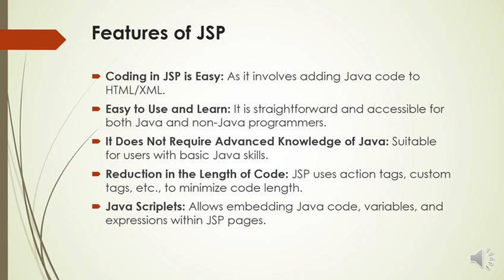Features of JSP. Coding in JSP is easy as it involves adding Java code to HTML or XML. Easy to use and learn. It is straightforward and accessible for both Java and non-Java programmers. It does not require advanced knowledge of Java. Suitable for users with basic Java skills. Reduction in the length of code. JSP uses action tags, custom tags, etc. to minimize code length. JSP allows embedding Java code, variables, and expressions within JSP pages.